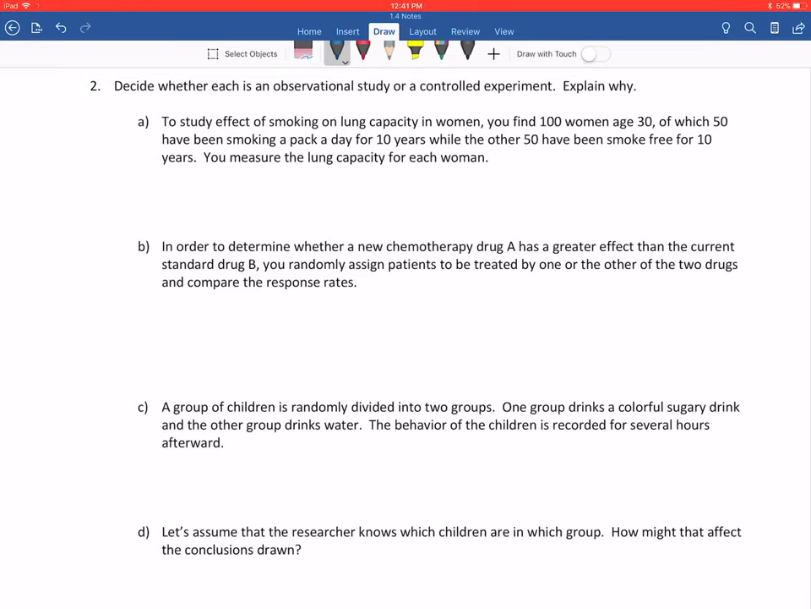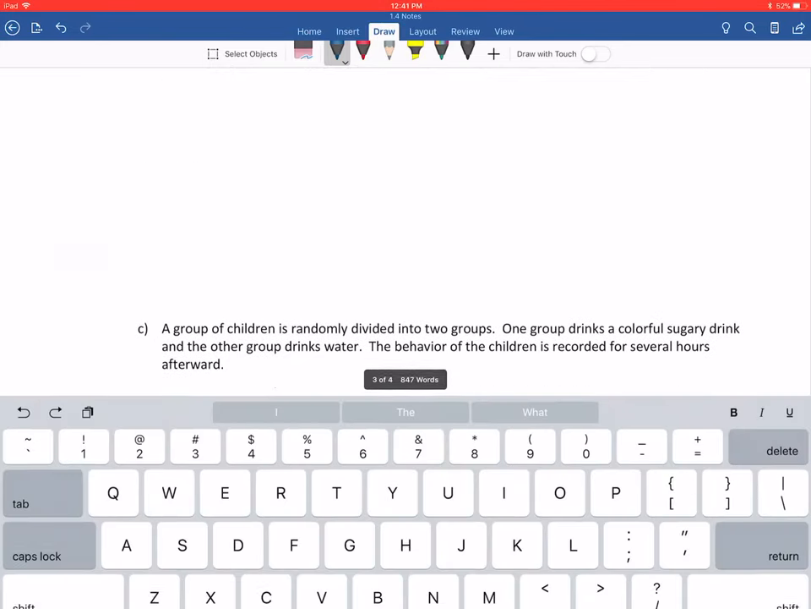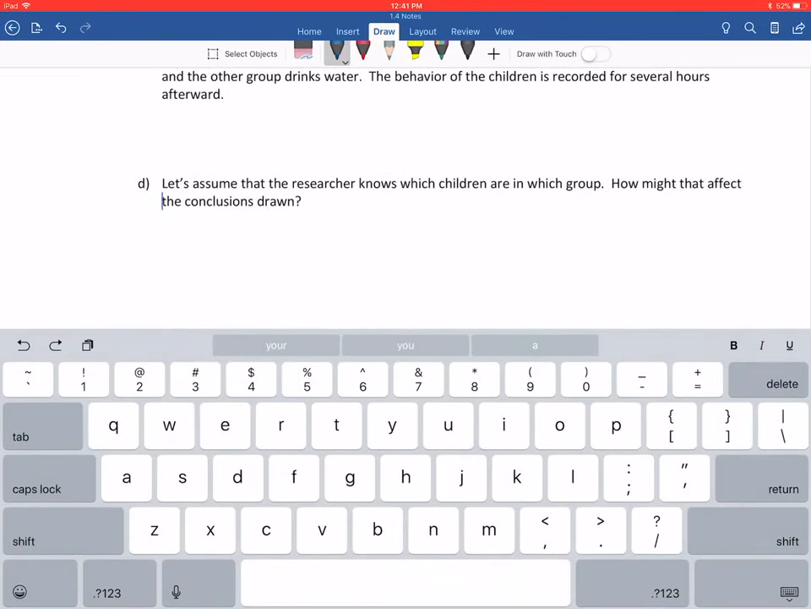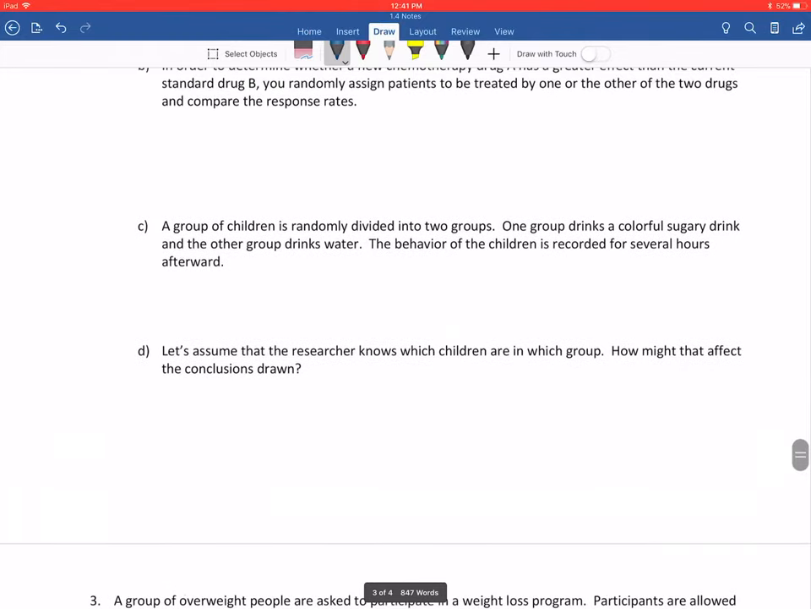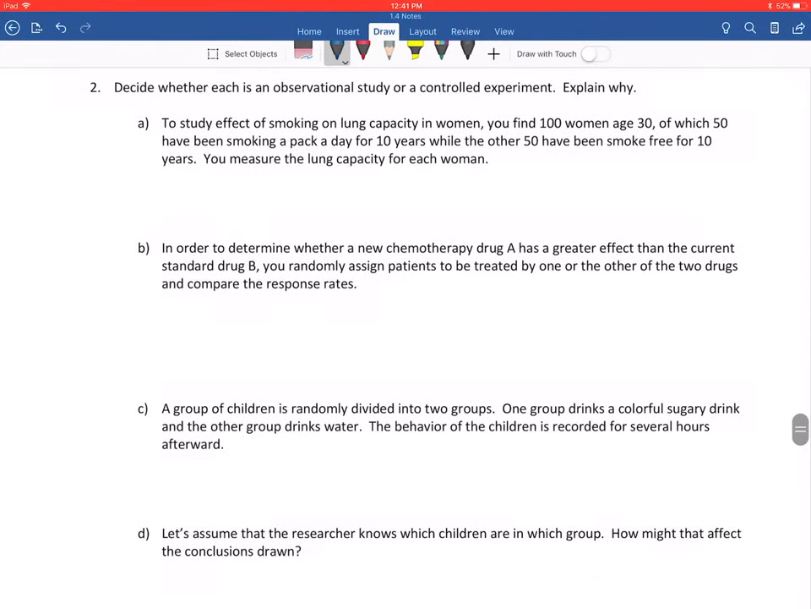Okay, what you're looking for when you're looking for the difference between these two, observational study or controlled experiment, is you're looking for random assignment. So I do not see random assignment happening here. I actually see self-selection. These women self-selected whether they were going to be smokers or not. They made that choice. So this is definitely an observational study because of that self-selection.